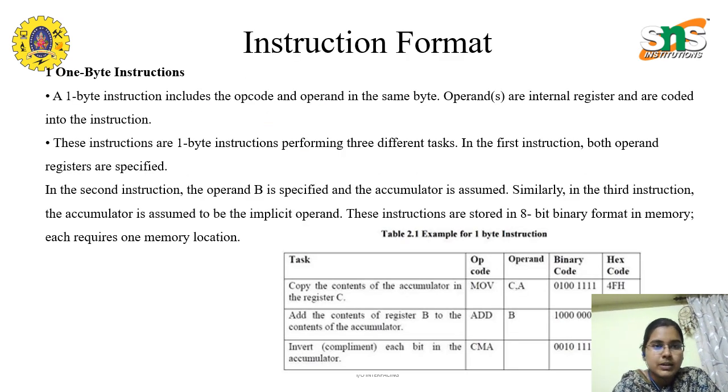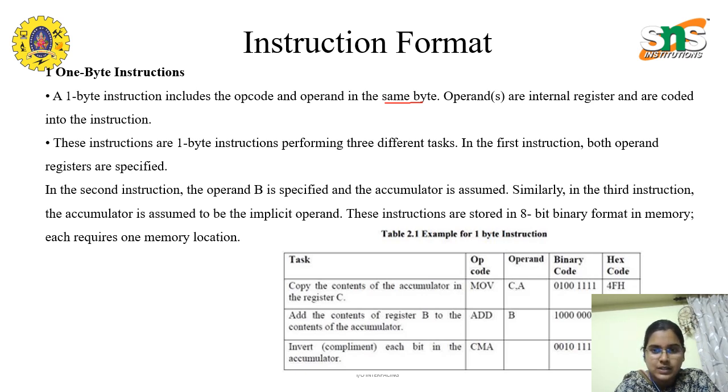So what is a 1 byte instruction? A 1 byte instruction includes the opcode and operand in the same byte, where the operands are internal registers and are coded into the instruction. These instructions are 1 byte instructions performing three different tasks.